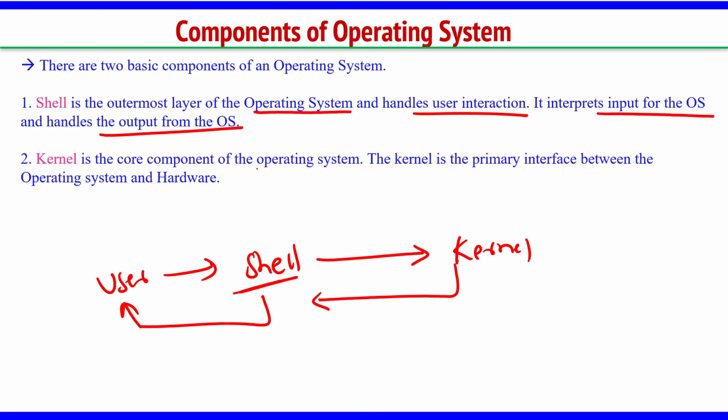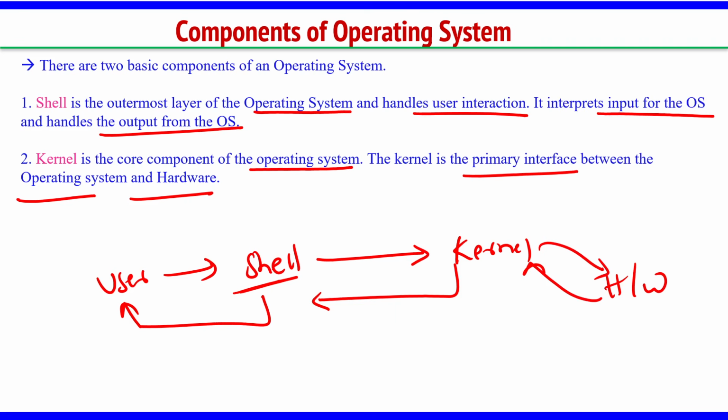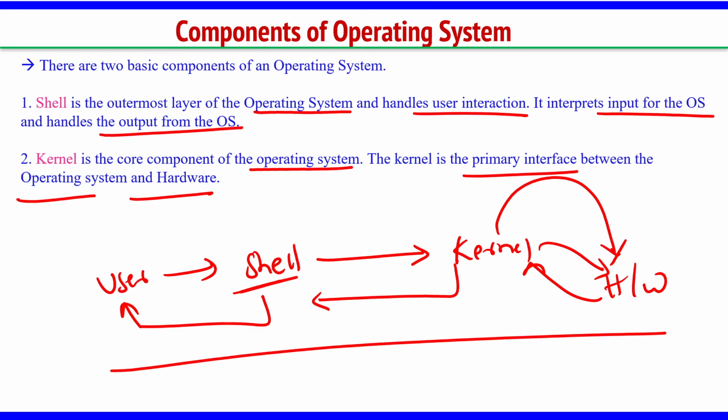Kernel is the core component of any operating system. It's the primary interface between the operating system and the hardware. So then there is hardware here. Any operation you want to do is taken care of by the kernel. The kernel does any activity on the hardware. So this is the flow of shell and kernel. These two are very important components in any operating system.